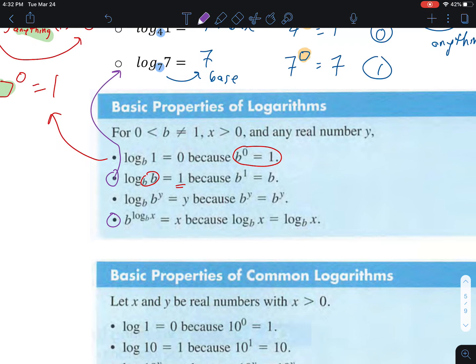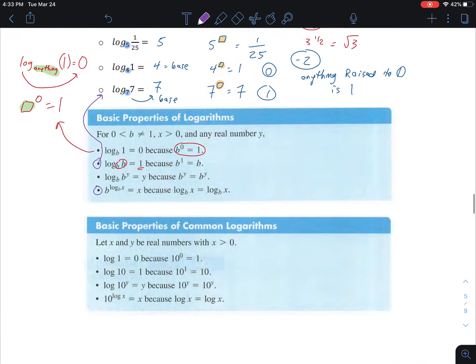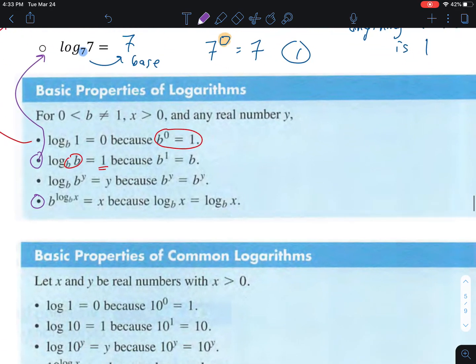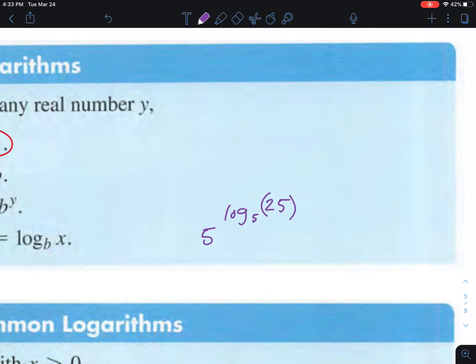But it's b raised to the log. Basically they cancel because exponents and logs are opposites, so you're canceling it out. I think I have an example down here of it. It gets a little bit weird. But if I have, let's say, 5 raised to the log base 5 of 25.